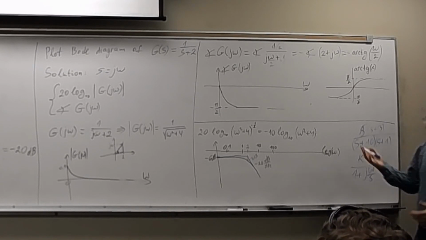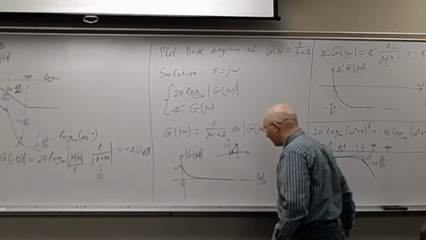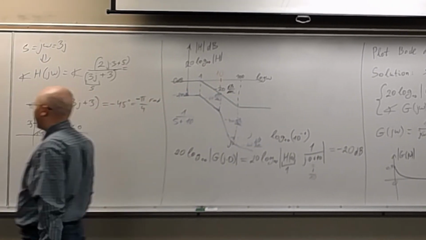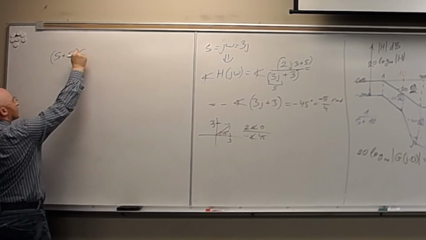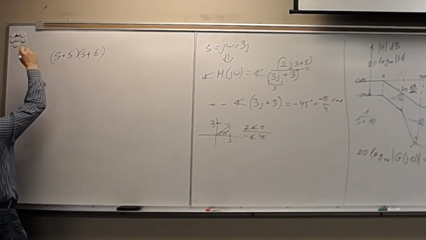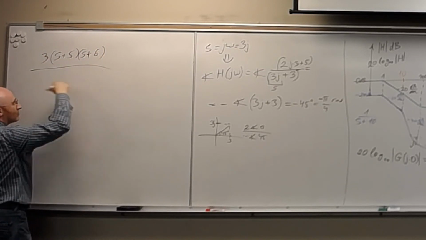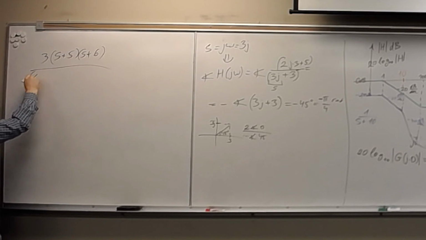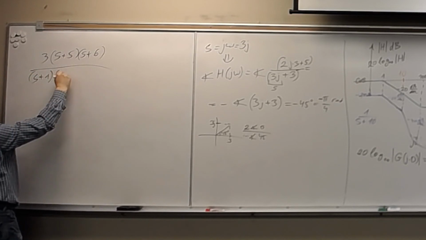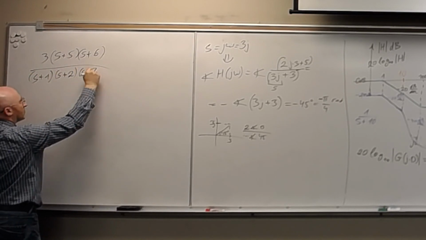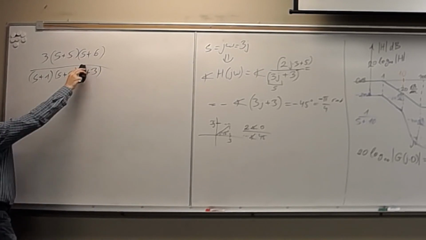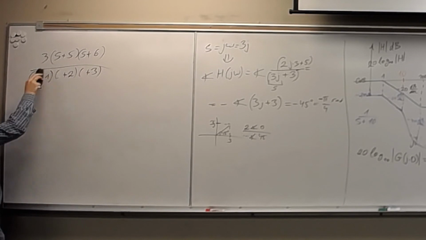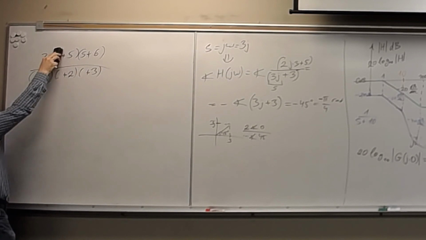Let's see some simple example. Okay, let's say we have s plus 5 times s plus 6, 3. I'm just throwing out some random numbers, it doesn't matter. Okay, so now I'm replacing every s with j omega, right? Because this is what we do to find the Bode diagram.